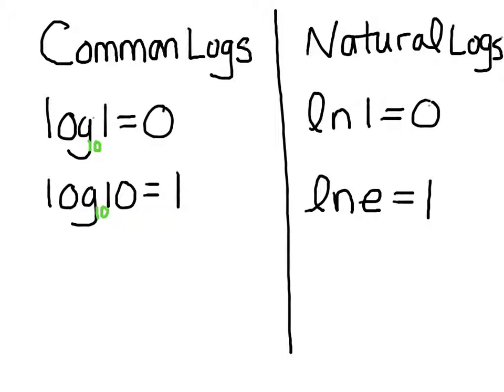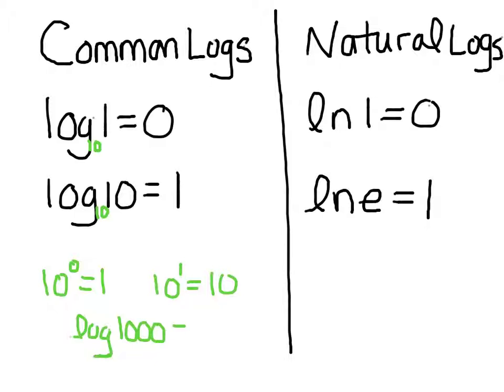And so the first question is just saying 10 to the 0 power is 1. And then the second question, you'd have 10 to the first power is 10. And if I wanted you to figure out, let's say, the log of 1,000, you would just think to yourself, well, 10 to what power do I get 1,000? And that would be 3, because 10 cubed is 1,000.